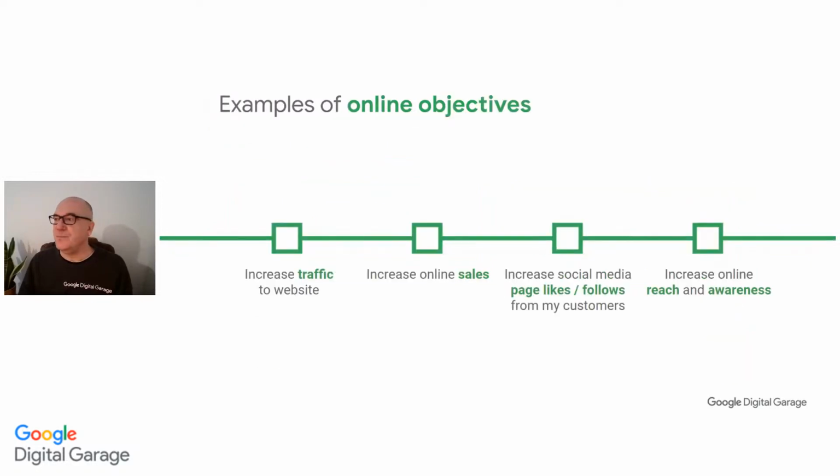Now, the examples of some online objectives, as we've mentioned. So Max wants to get more customers through the door, new and past, but we might want to increase traffic to our website. So that's a great online objective.